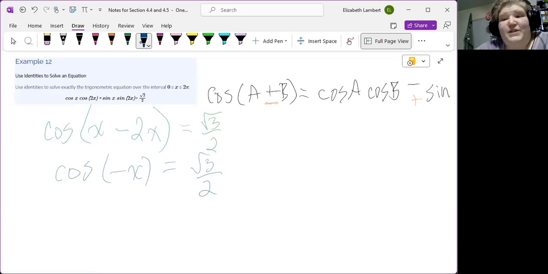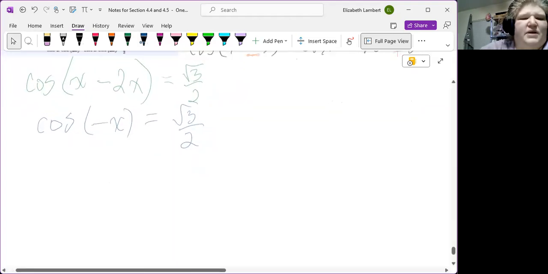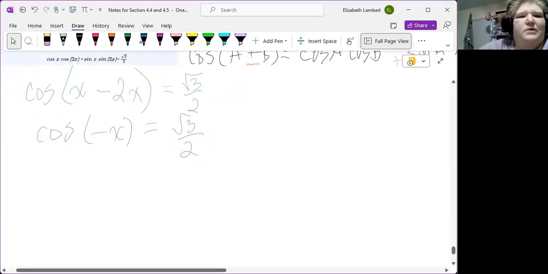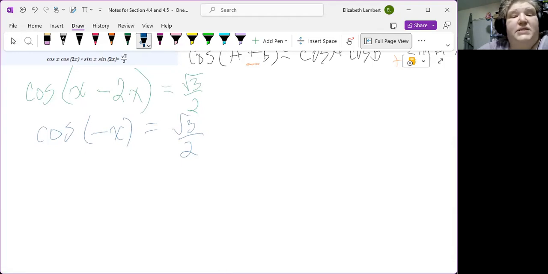Now, with cosine, because cosine is even, it absorbs negatives. But I'm going to leave it because if it was sine, that negative would have an impact. So we'll just leave it. Like, it's not going to hurt anything to leave it here. It just means we have an extra step later on. Several, actually. All right, so where is the cosine square root of 3/2?